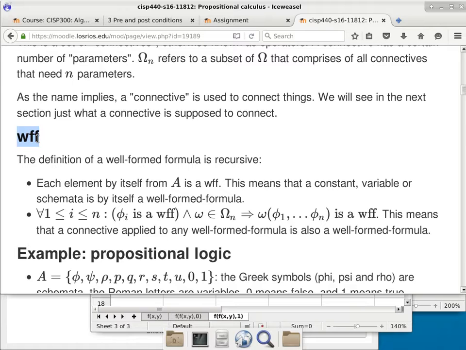But if you have a connective that expects 2 arguments, you have to supply both arguments. And you can combine well-formed formulae by connectives also, and those become basically bigger well-formed formulae. So that's basically the idea of a well-formed formula. Are there any questions? Yep, go ahead.